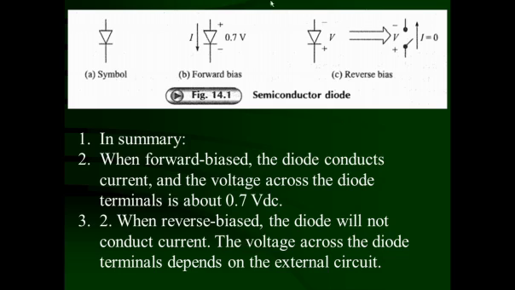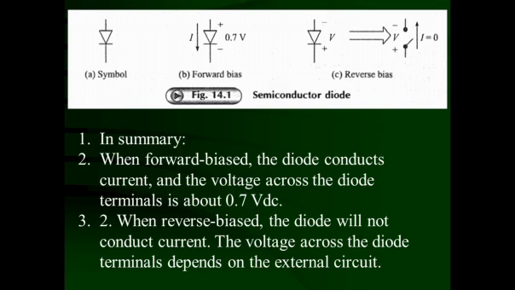Here you can see the figure. This is the symbol of the diode. The triangle is nothing but the anode, and the line indicates the cathode. When this triangle is connected with the positive terminal of the battery and the cathode is connected with the negative terminal of the battery, the diode is forward biased. That means p-type material is connected with the positive terminal of the battery and n-type material is connected with the negative terminal of the battery.